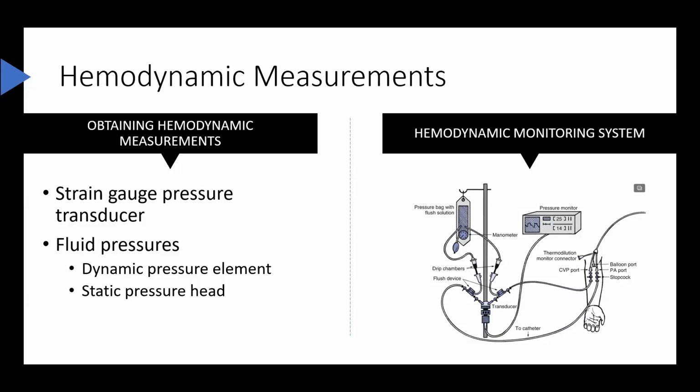A strain gauge pressure transducer uses an electrical circuit known as a Wheatstone bridge. The operating principle for this type of device is fairly straightforward. Fluid enters the dome portion of the transducer by way of the fluid-filled plastic line. A diaphragm separates the fluid-filled compartment from the electronic portion of the transducer.